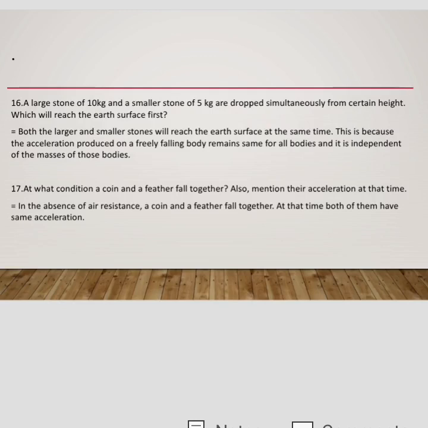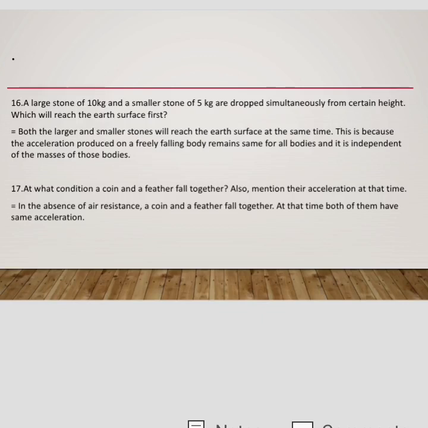Both the larger and smaller stones will reach the earth's surface at the same time. What a fantasy! No matter which one is more weighty, both of them reach the earth's surface at the same time. This is because the acceleration produced on a freely falling body remains the same for all bodies, and it is independent of the masses of those bodies. So their masses are negligible, or their masses don't affect how long they take to reach the earth's surface.